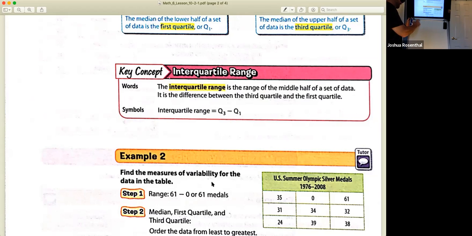Okay, so let me say what I want. I want the range, I want the lower extreme, I want the upper extreme, I want Q1, I want Q3, and I want interquartile range. Please, go. U.S. Summer Olympic silver medals.